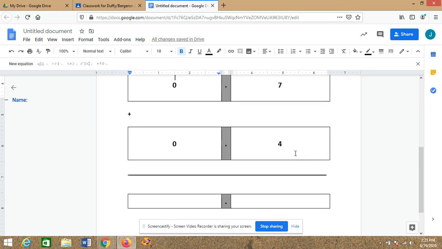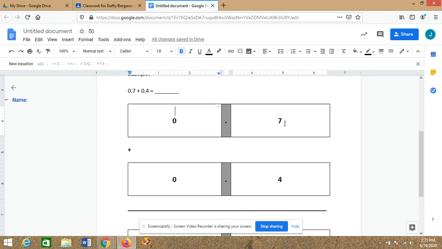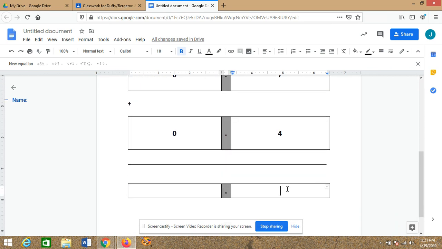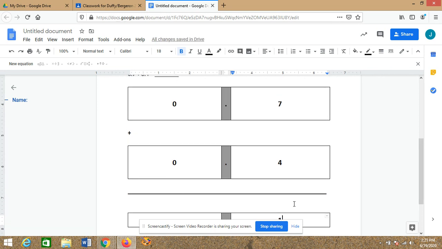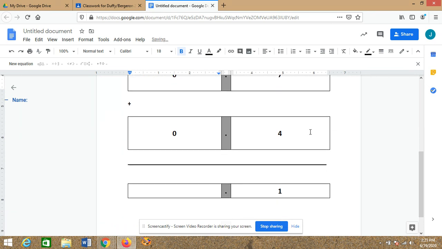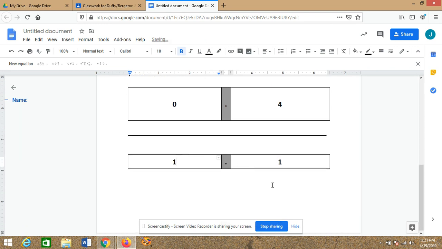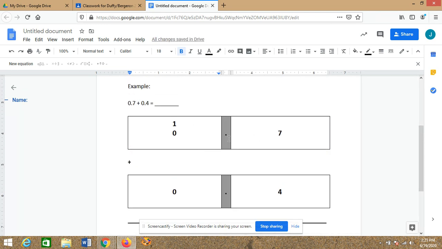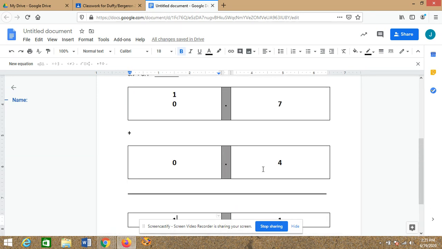Well, that's 11. I'm going to do this two ways. So 7 plus 4, that's 11. So we put that 1 there, and it was 11. We made a whole new 1, so we carry that other 1. So then we just add the ones place. We got 1 plus 0 plus 0. That's 1. So 7/10 plus 4/10 is 1 1/10, or 1.1.